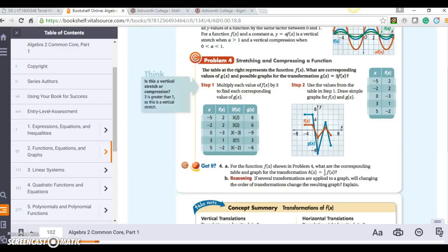Hello, we're looking at problem 4 from lesson 2-6. It says stretching and compressing a function. So if the blue is my original function, stretching would be kind of like getting thinner or getting closer to the y-axis, or compressing it.